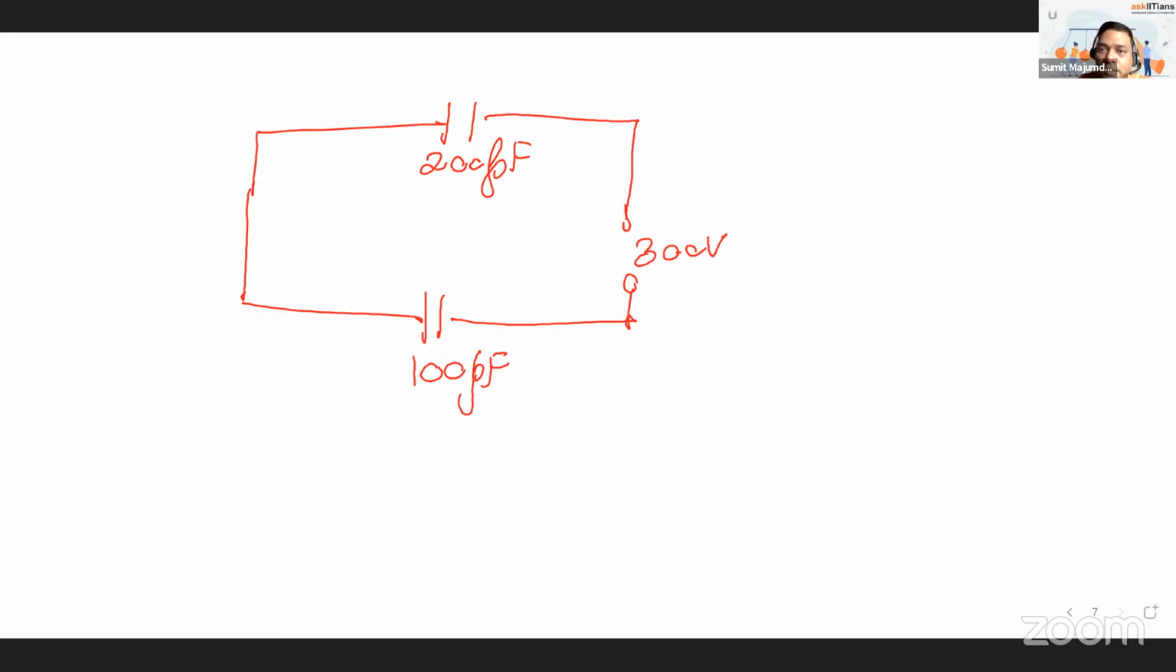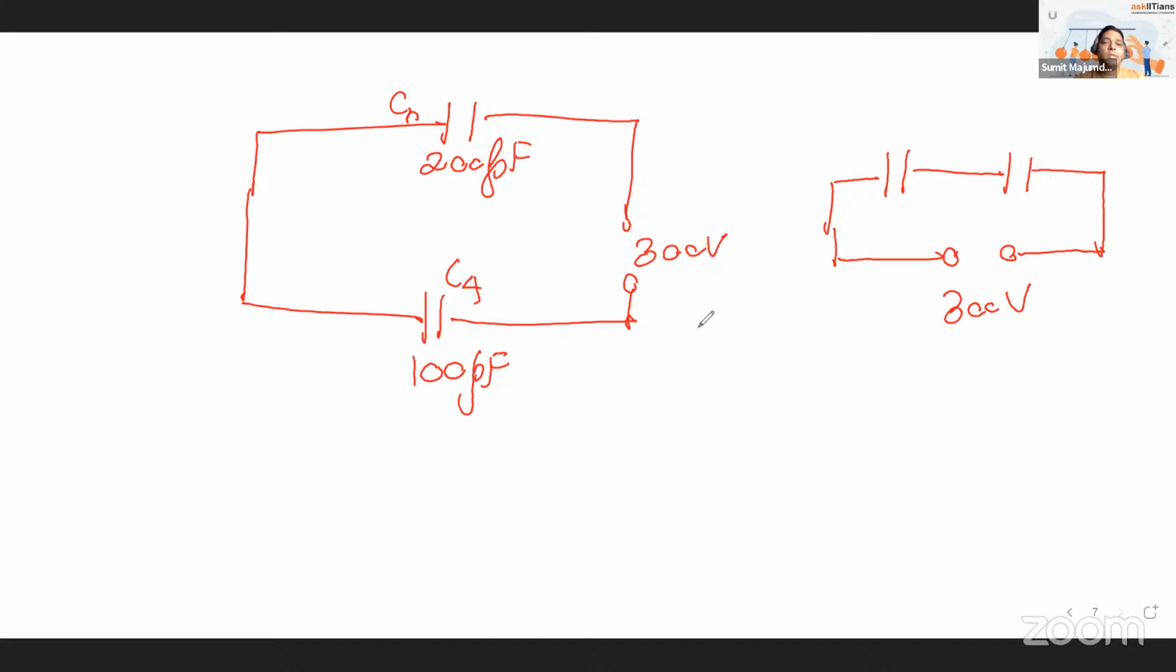You can redraw this circuit and say that this is C net and this is C4. So you can simply see that this is one and this is the other, and they are connected like this. This is your 300 volt. It is a trick question because it is given in that particular fashion. So this is your, let's say, C net and this is your C4. So this becomes your 200 picofarad, and this becomes your 100 picofarad.